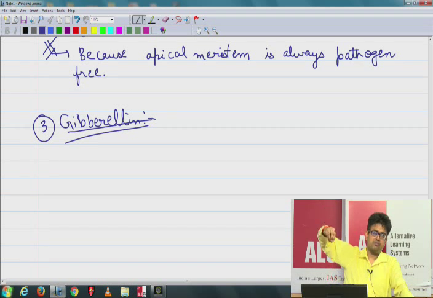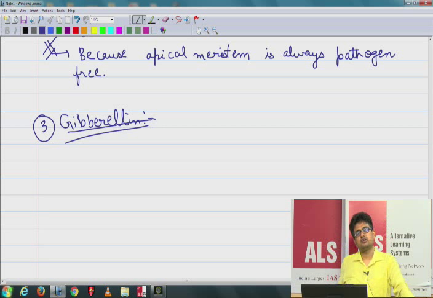This is why some plants are small. This is why some plants are tall. Tall plants will always have strong mechanical tissues. So what will happen to the rice? It will fall down. So they gave this disease a name called foolish seedling disease. Gibberellin was discovered and isolated.